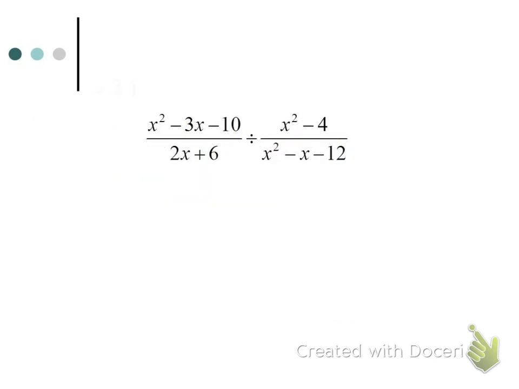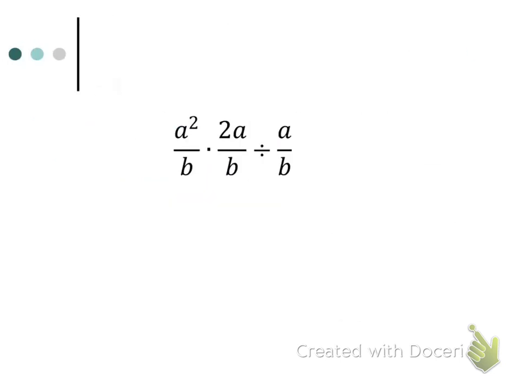Okay. On to number 4. What's different about number 4? Natalie? They have a multiplication and a division. Good. We've got a multiplication sign and also a division sign.